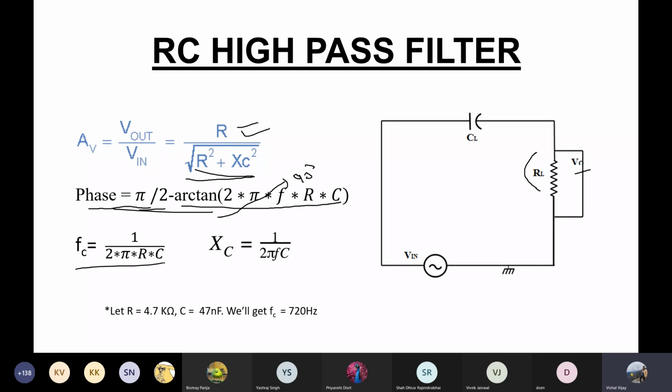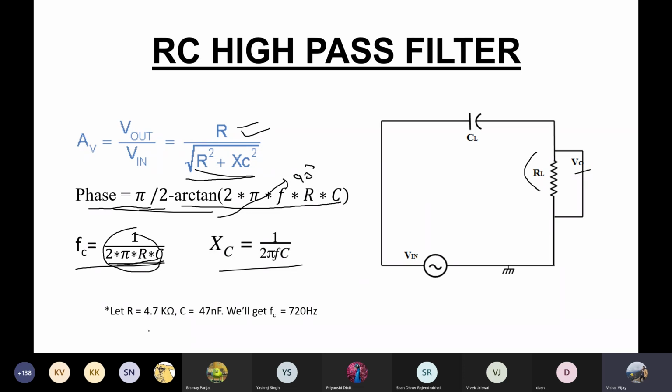All right, and the cutoff frequency remains the same in both cases. X is equal to 1 by 2 pi FC, that is the reactance, and the cutoff frequency is 1 by 2 pi RC. It will remain the same in both cases because the cutoff frequency is a property of the circuit, not a property of the input applied. You can see nowhere is the input voltage or output voltage or the frequency written. The cutoff frequency is only dependent upon the circuit components. So that's why 1 by 2 pi RC. So low pass and high pass have the same cutoff frequency.